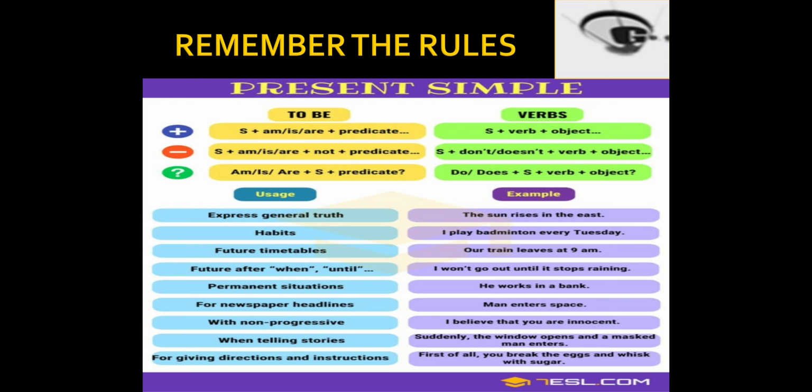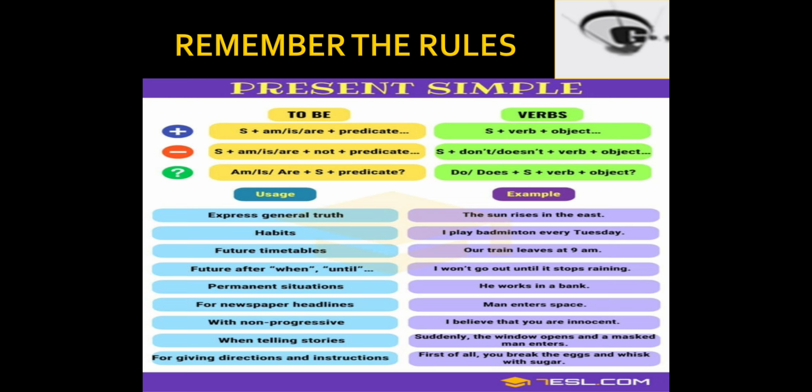Now, simple present tense is used to express general truth. For example, the sun rises in the east. It is used to talk about a habitual action. For example, I play badminton every Tuesday. It is also used in future timetables. For example, our train leaves at 9 a.m.